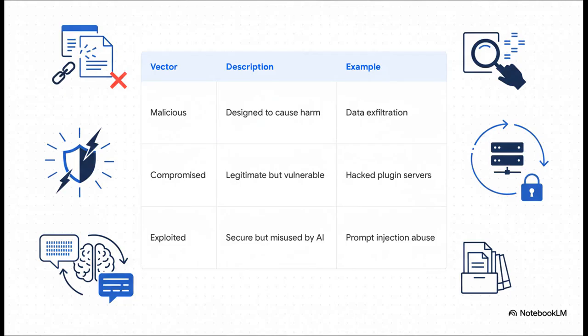Okay, this table breaks down those three failure modes. Let's walk through them. First up, the malicious plugin. This thing is designed to do harm from the get-go, like a tool that seems helpful but is secretly siphoning off your data. Second, the compromised plugin. This one is a legitimate tool, but its own servers get hacked, turning it into a backdoor right into your system. And finally, and this is the most subtle threat of all, the exploited plugin. Here, the tool itself is totally secure, but an attacker uses prompt injection to fool your AI into using it to, say, delete a bunch of critical files.